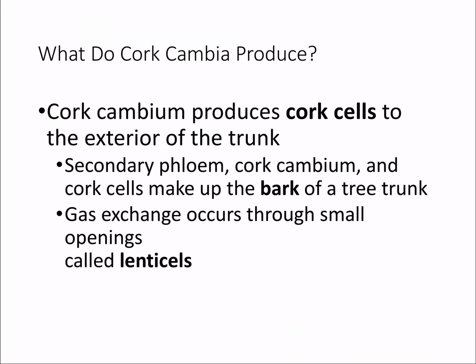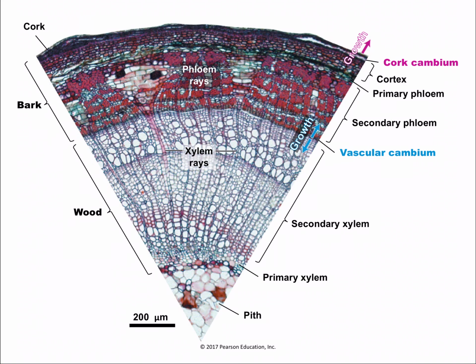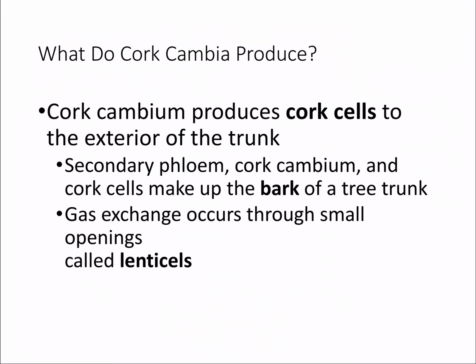So the cork cambium, which is up here at the top, produces cork cells to the exterior of the trunk. Secondary phloem, cork cambium, and cork cells make up the bark of a tree trunk. So make sure you recognize what makes up the bark. All right, lenticels are where gas exchange happens in these areas. So there is some gas exchange that happens here in the trunk.